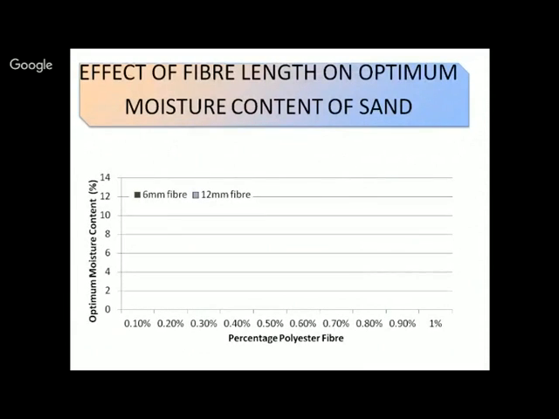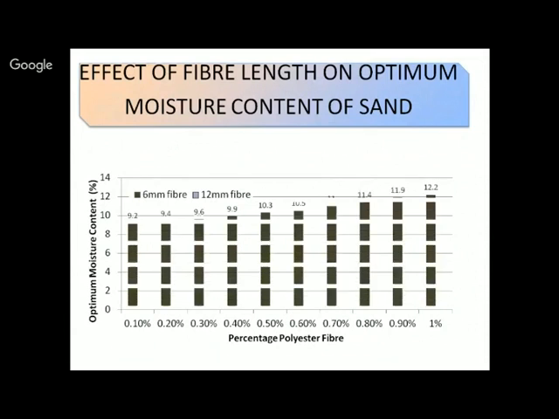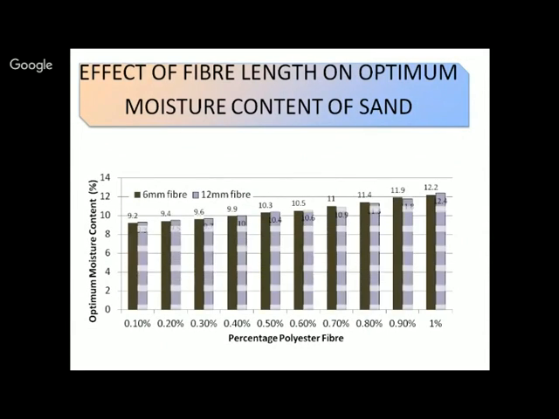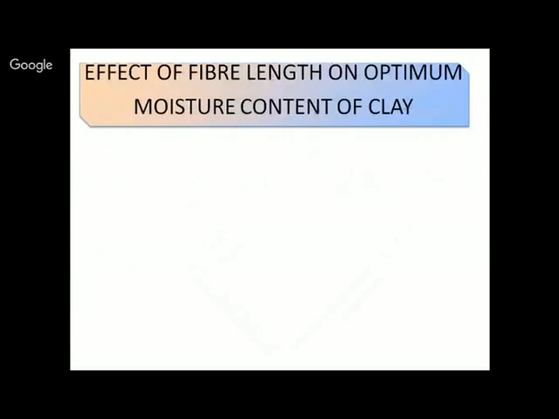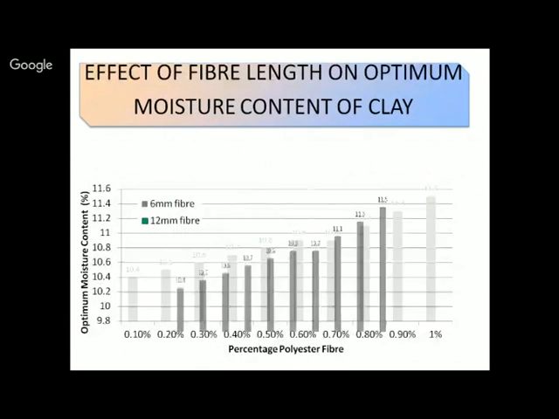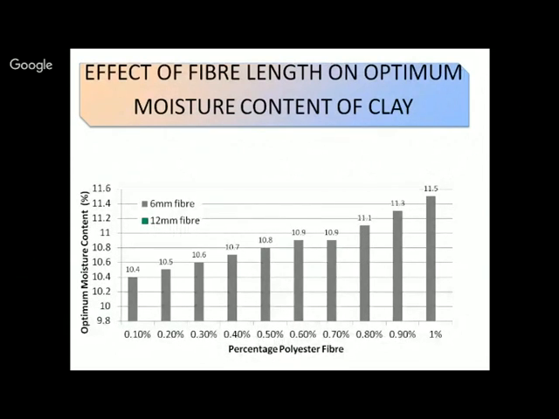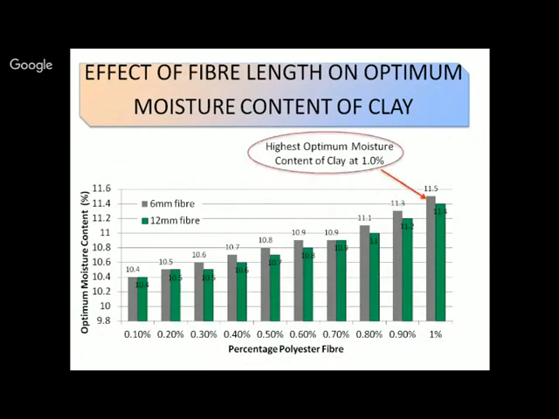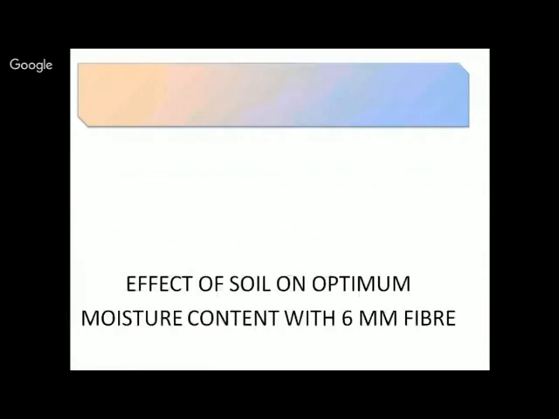Now the next part to study is optimum moisture content. We can see a small but gradual rise in the optimum moisture content in the case of sand. Secondly, for clay, the rise is a bit higher as compared to that of sand. The highest optimum moisture content of clay was noted at 1.0%, and the values were 11.5 and 11.4%.